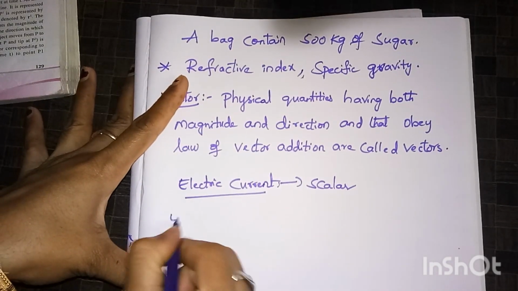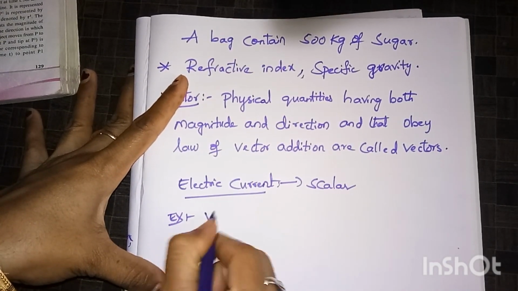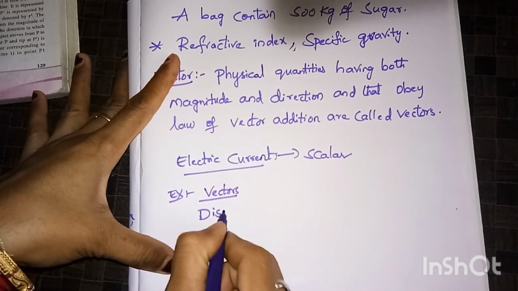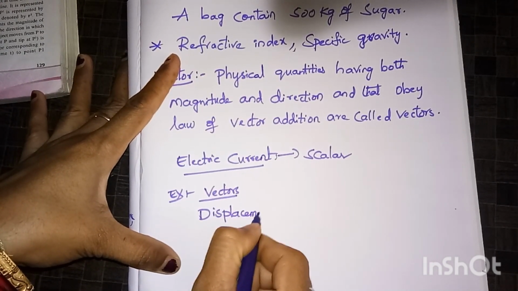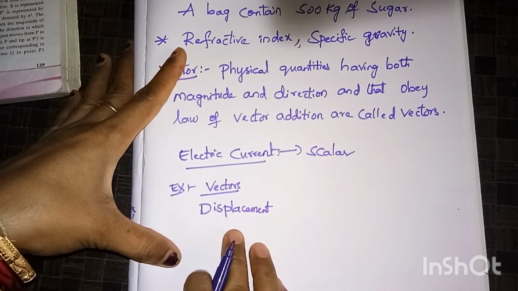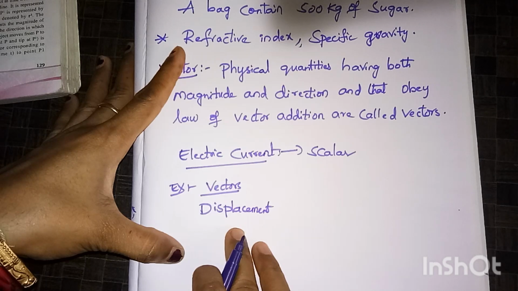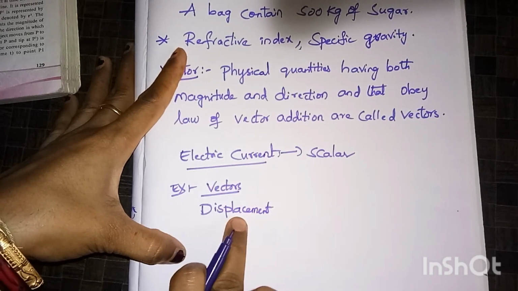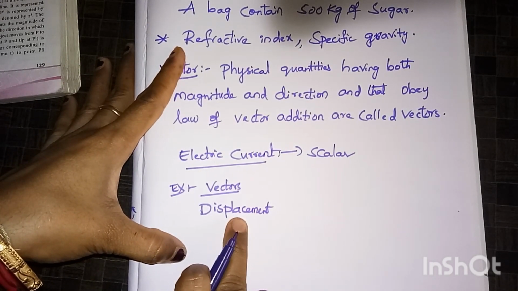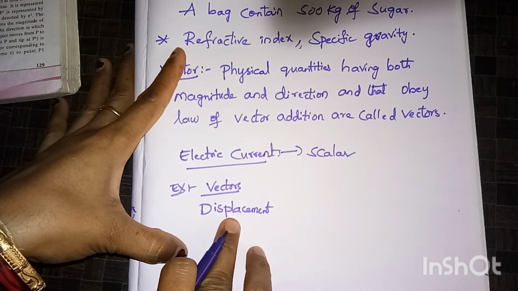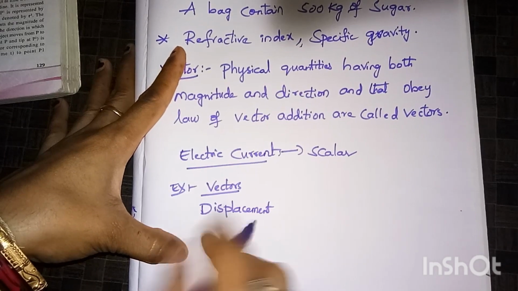So examples for vectors: displacement. As you all know, displacement means distance with direction. Distance is considered a scalar as it represents length, while distance with direction represents displacement, and it follows the law of vector addition. So we consider it a vector quantity.